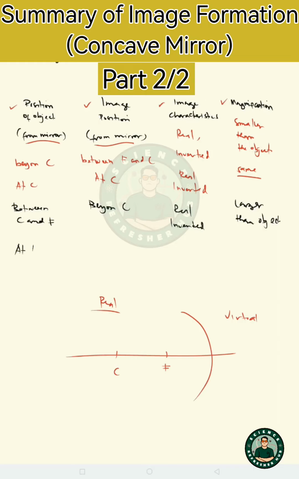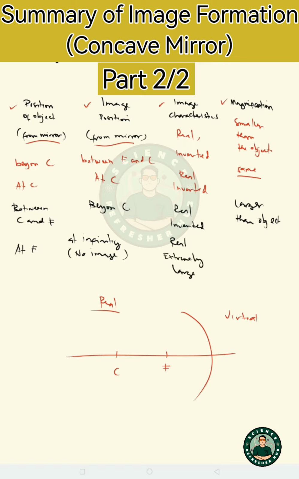When the object is at the focal point, or F, the image will be formed at infinity, meaning it's very far. In some other books, they will tell you no image is formed, but hypothetically, it's like there's an image at infinity, very large or extremely large. So the image formed here, hypothetically speaking, is real, but this time it's extremely large. And the magnification is also infinity.